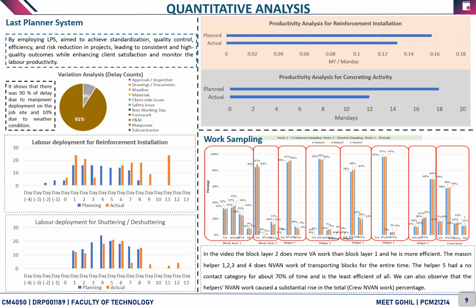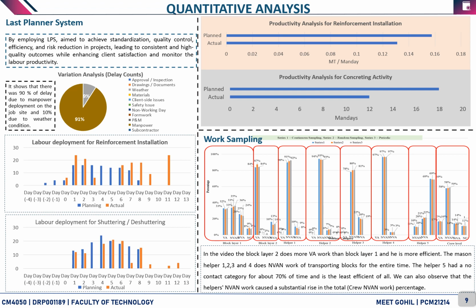Productivity analysis in last planner system. So here we have shown two major productivity analysis for two major activities, that is reinforcement installation and concreting activity. As we can see in the reinforcement installation, the actual quantity was 0.13 metric ton per man day and the planned quantity was 0.157 metric ton per man day. The actual time taken for concreting was 18 days versus the planned was 12 man days.